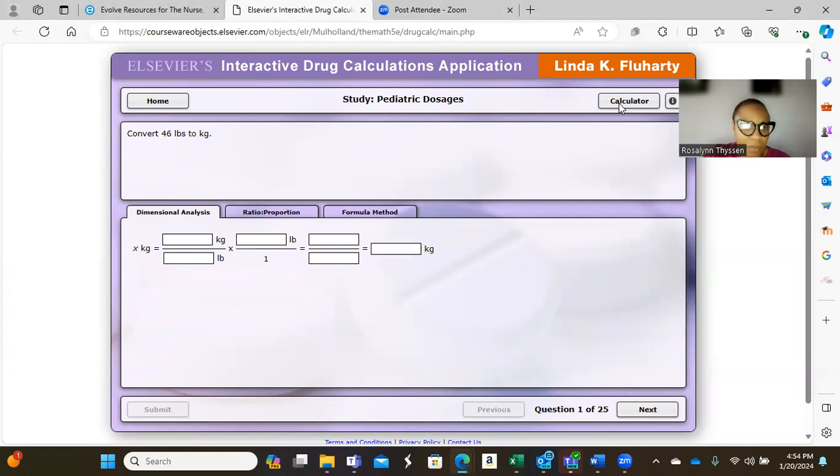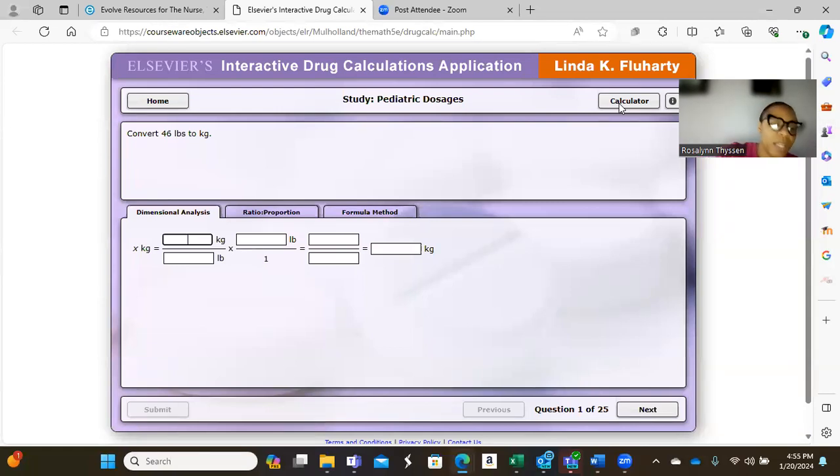As soon as it pops up. All right. So a lot of times the safe dose range is usually some type of milligrams or grams times kilograms. Sometimes all we have is the patient's weight in pounds. So we got to know how to convert from pounds to kilograms.